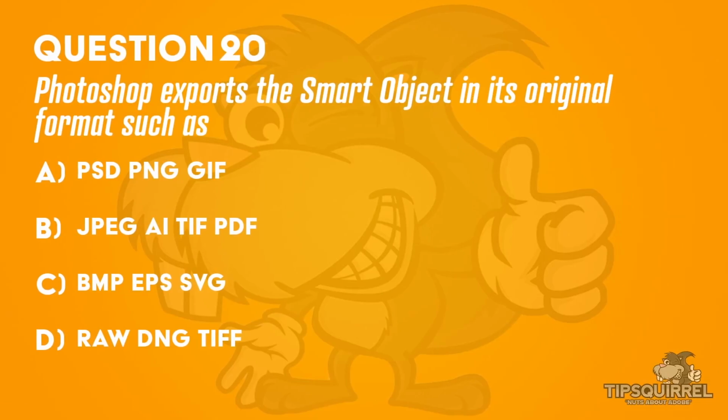Question 20. Photoshop exports the smart object in its original format, such as A, PSD, PNG or GIF, B, JPEG, AI, TIFF or PDF, C, BMP, EPS or SVG, and D, RAW, DNG or TIFF.